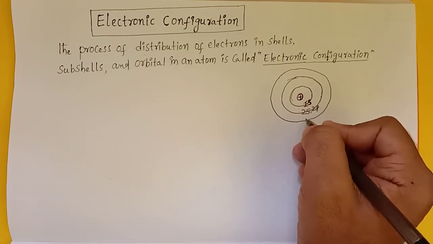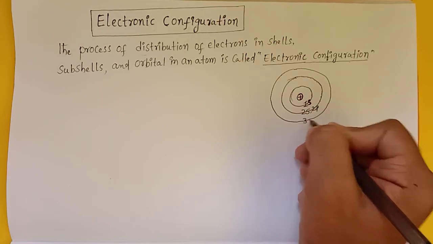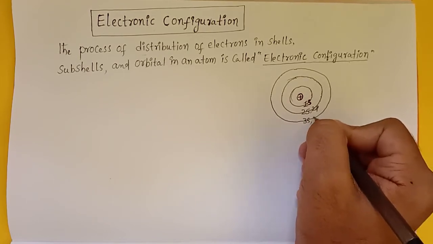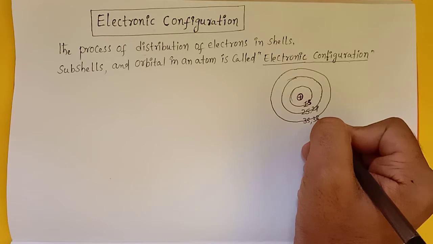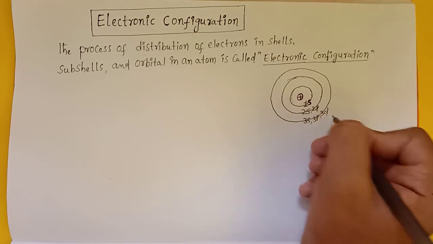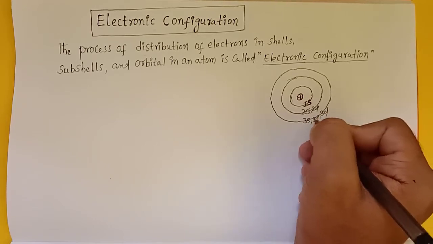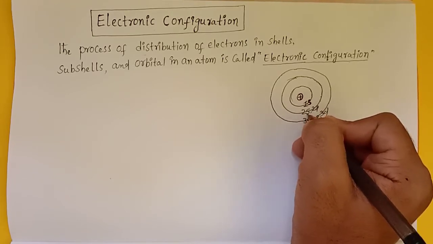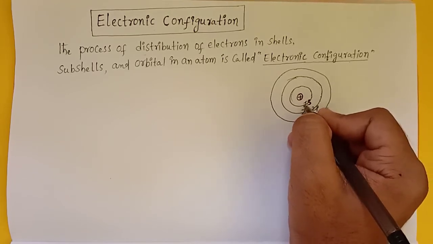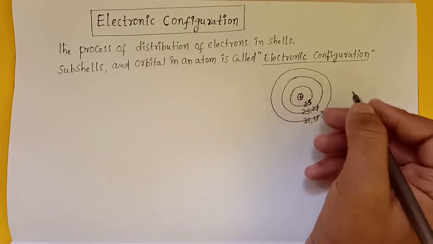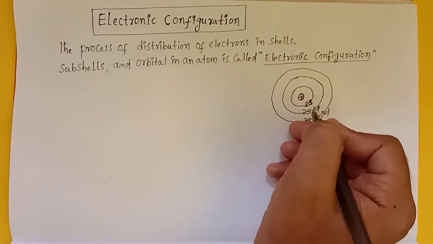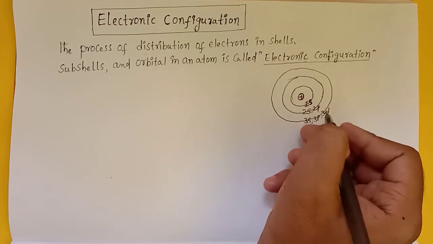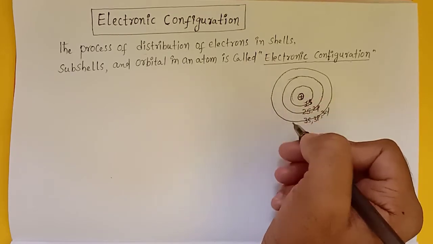And next, if you observe, this is n equal to 3. So there are 3 subshells: 3s, 3p and 3d. So n equal to 3 means 3 subshells are there. n equal to 2 means 2s is there and 2p is there. n equal to 1 means 1s. So let us discuss electronic configuration. This is overall about the atom.